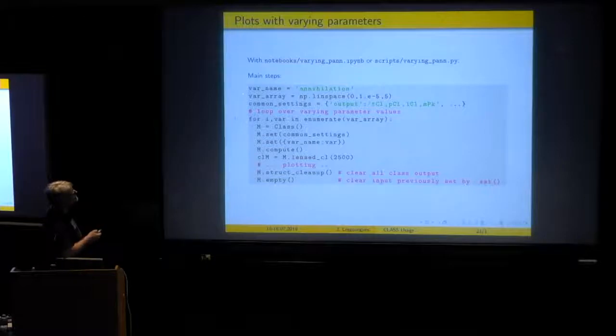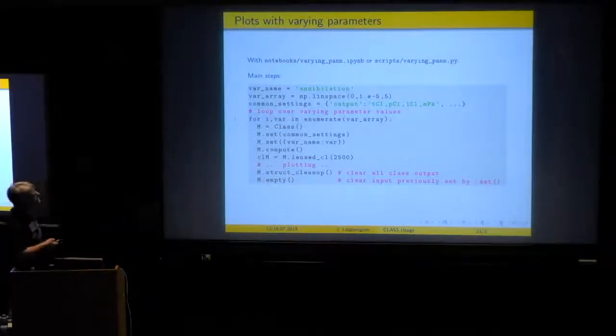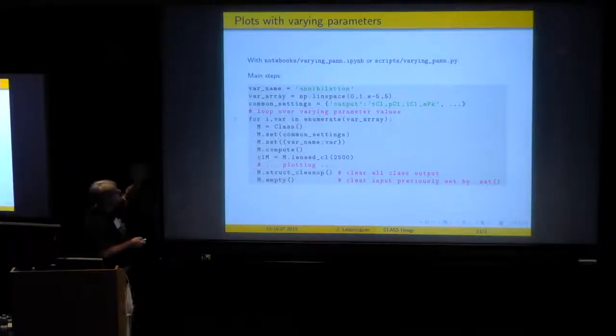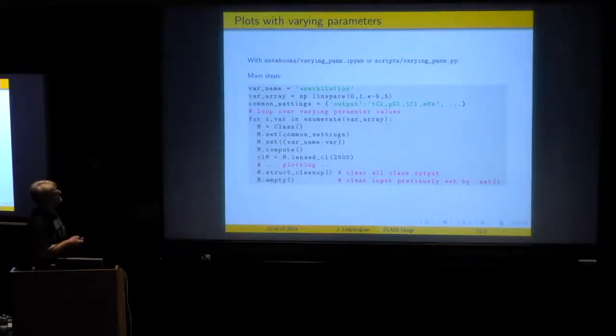The first line gives the name of the parameter that we want to vary, and in this case it's annihilation. It's of course a name in the CLASS syntax. So you could write here omega_b in the CLASS syntax, or whatever else, or A_s, n_s. Then I define the array of values that I want to try in order to get this plot with different values. And in common settings, I write all the parameters that will not change when I loop over the values of this parameter.